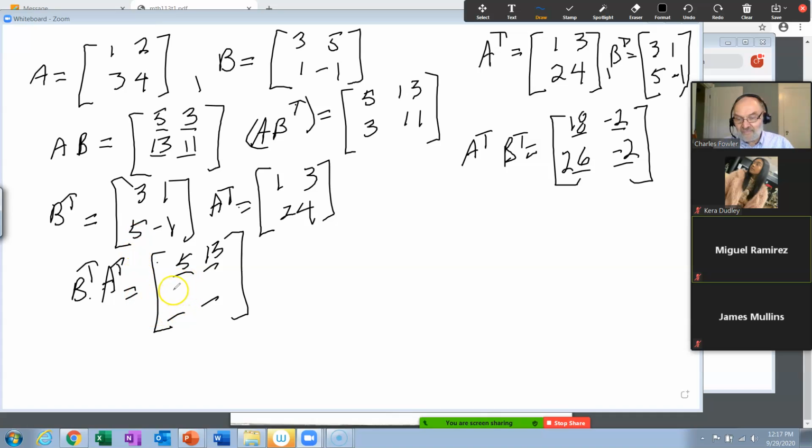Second row, first column. Sorry, I'm having trouble talking. Okay, second row here, first column there, be 5 minus, I can't read my writing there. Yeah, that is minus 1. 5 minus 2 would be a 3. And second row, second column, 15 minus 4 is 11. Hey, look at that.